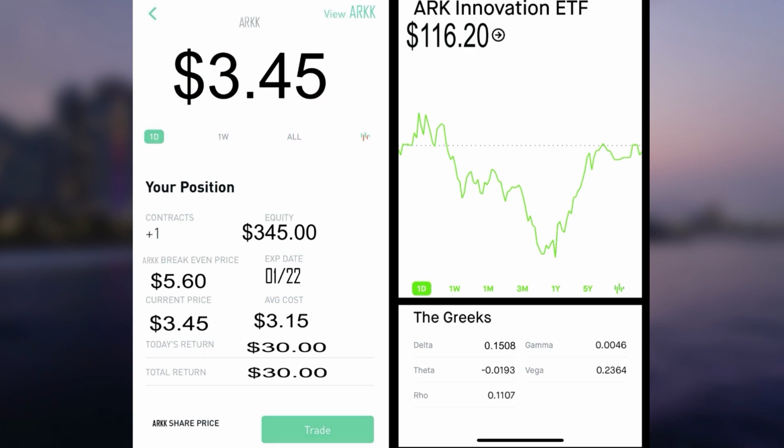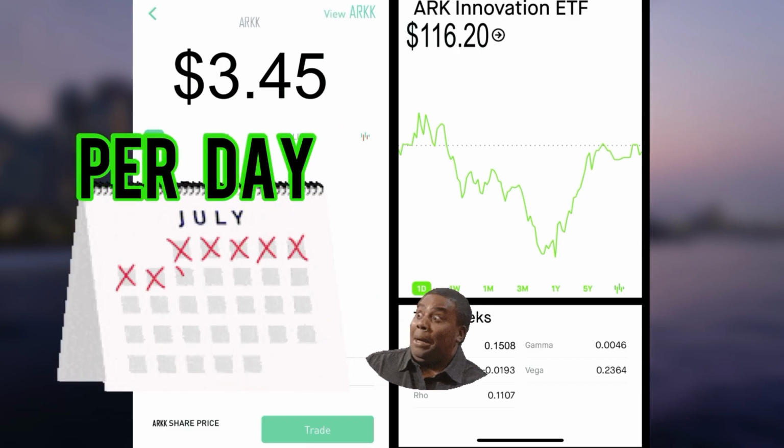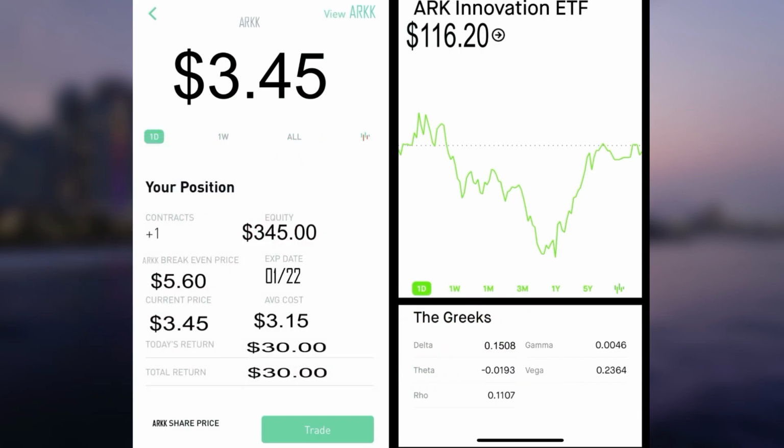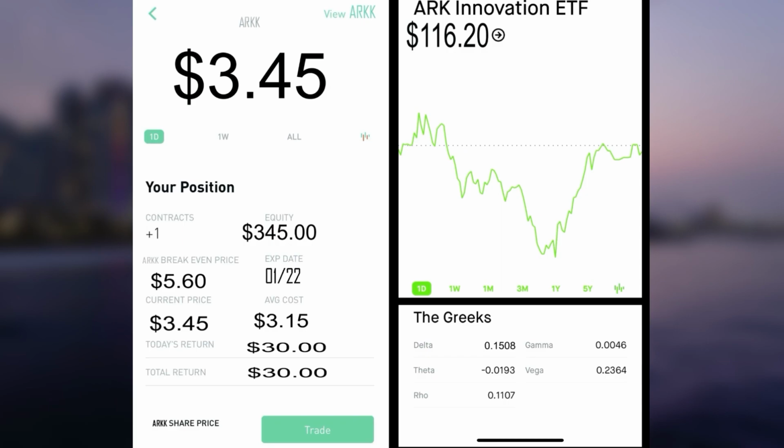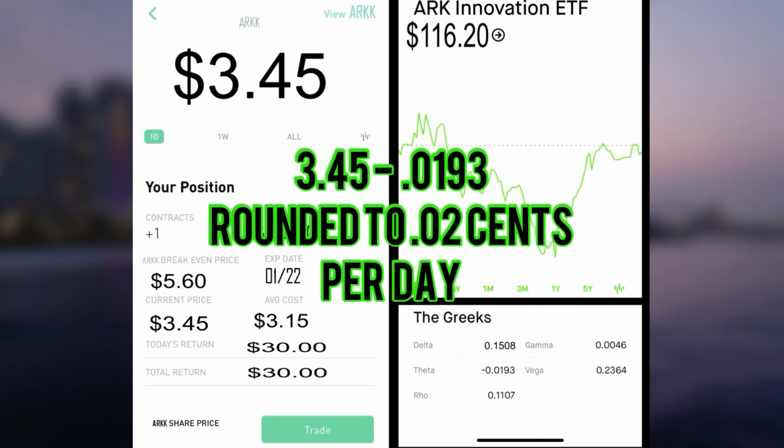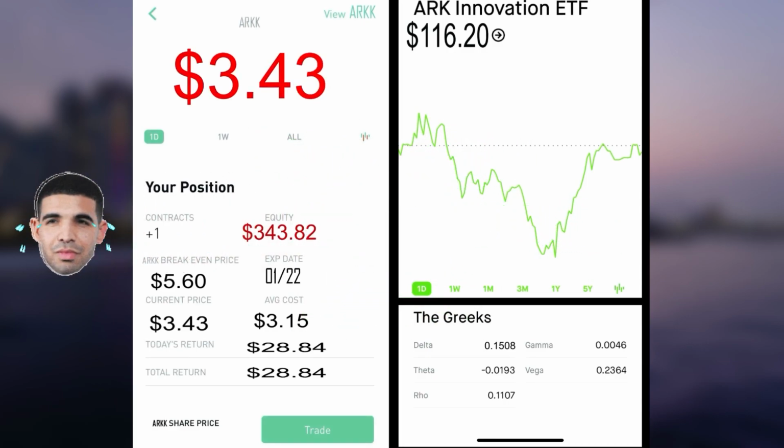Now moving on to your theta. Your theta is pretty much showing you how much value the premium will lose every day. So for each day that goes by and you're not in the money, pretty much you'll be losing 0.0193 per day.